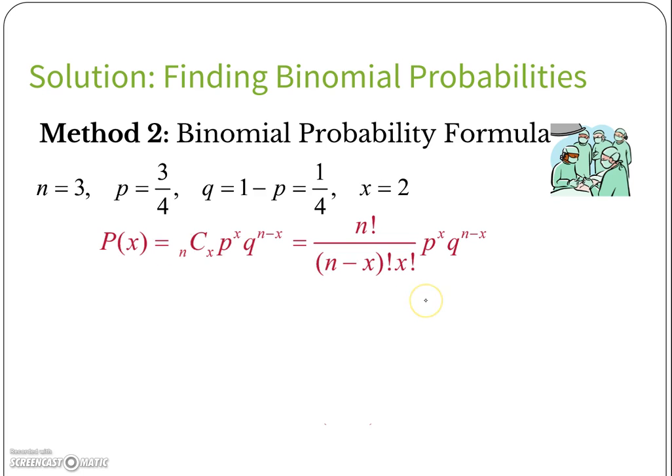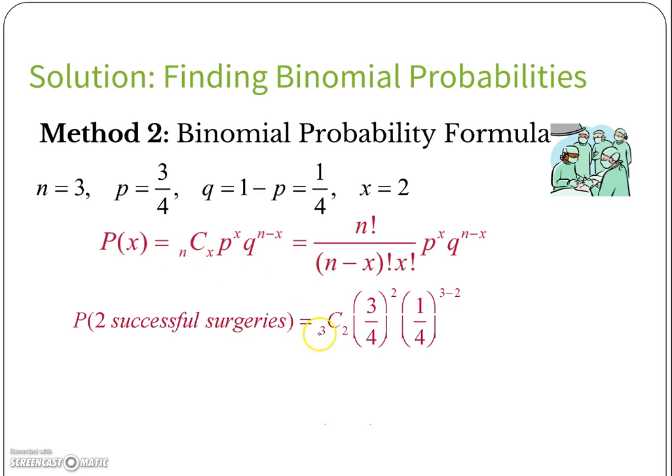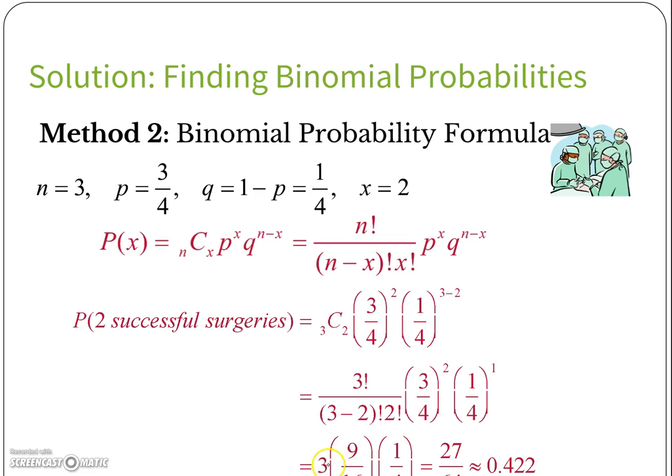Plugging into our formula, n is 3 because there are 3 trials. x is the number of successful surgeries, which is 2. p is the probability of success, which is 3/4, and we're raising it to the x, which is 2, for 2 successful trials. q is the probability of it being a failure, which was 1/4, and n minus x is going to be 3 minus 2, which is 1. So we're going to plug in our 3C2, 3 factorial over 3 minus 2 factorial all over 2 factorial, and we can just compute these, and you can use your calculator. I apologize, it did get cut off, but it says 3 times 9 over 16 times 1 over 4 equals 27 over 64, which is 0.422. And you can just plug this into your calculator.